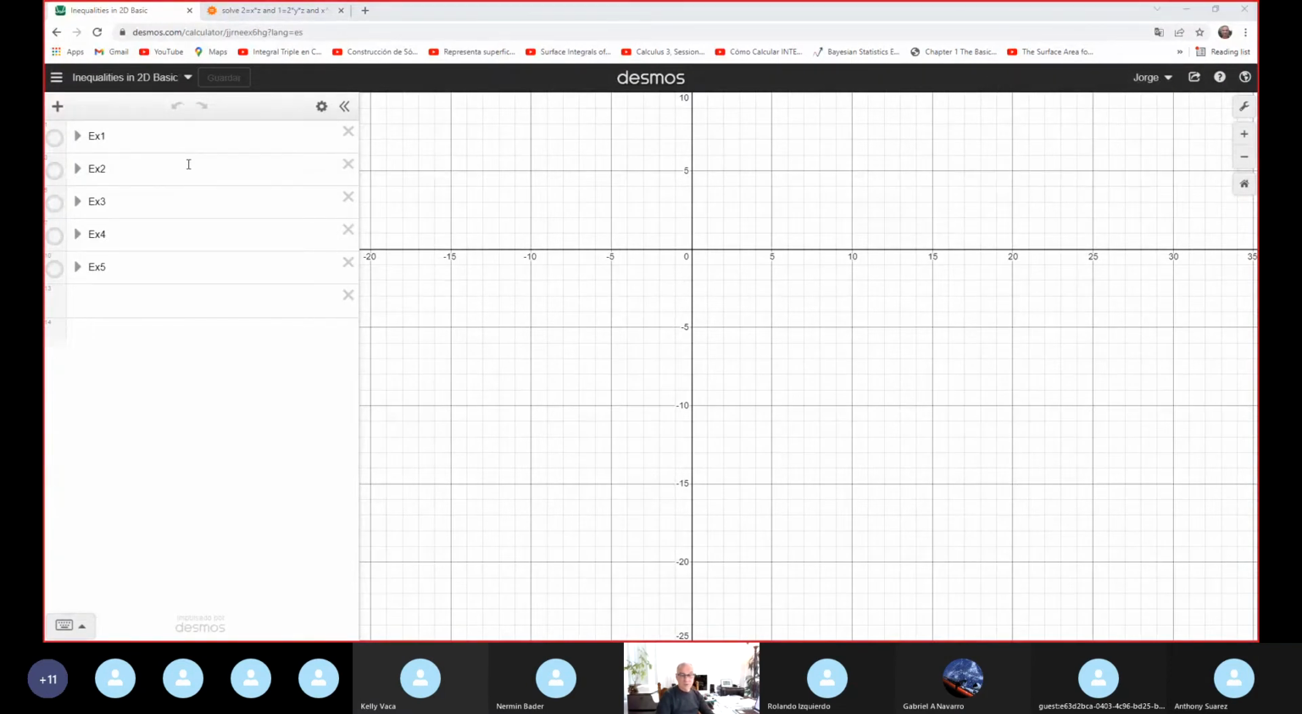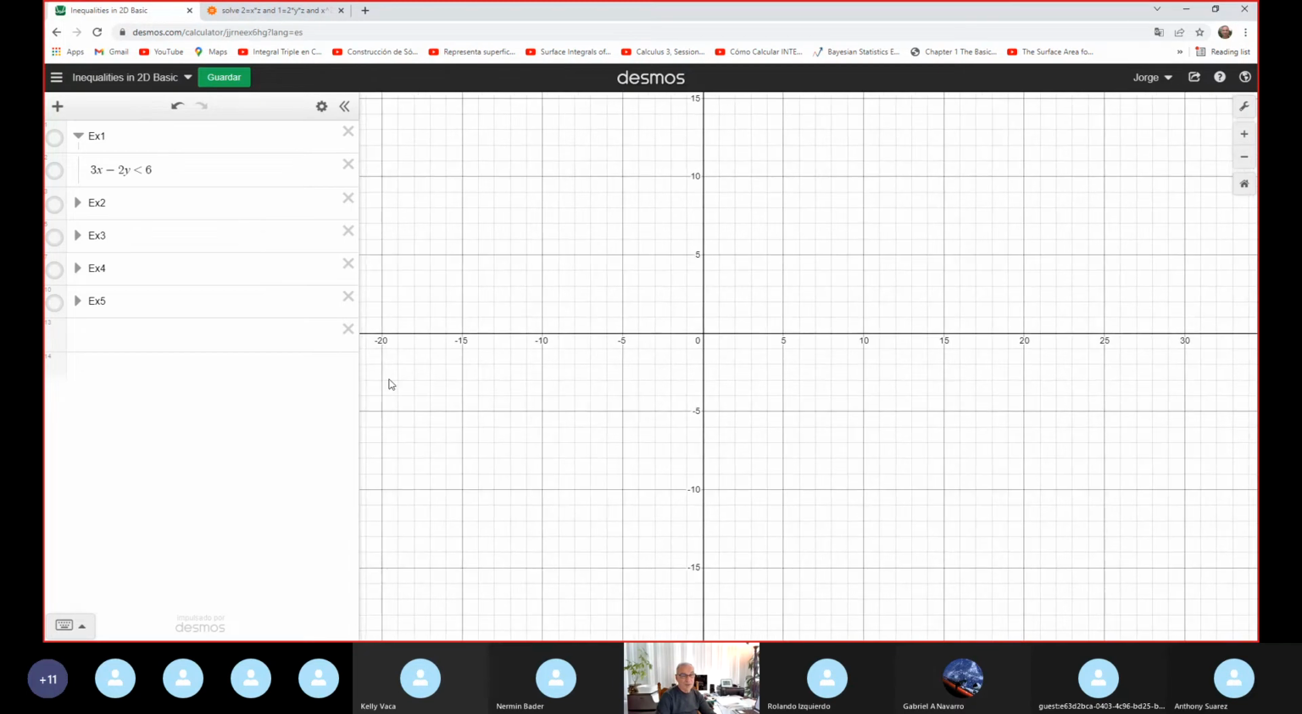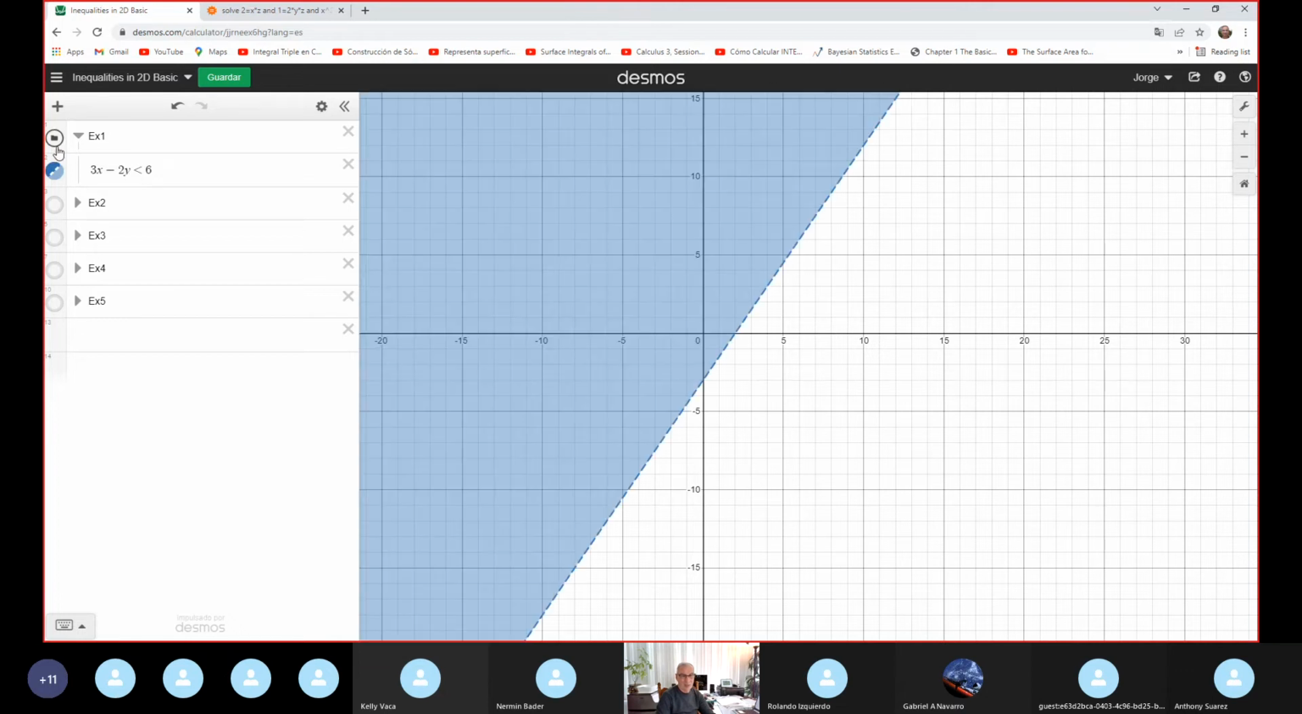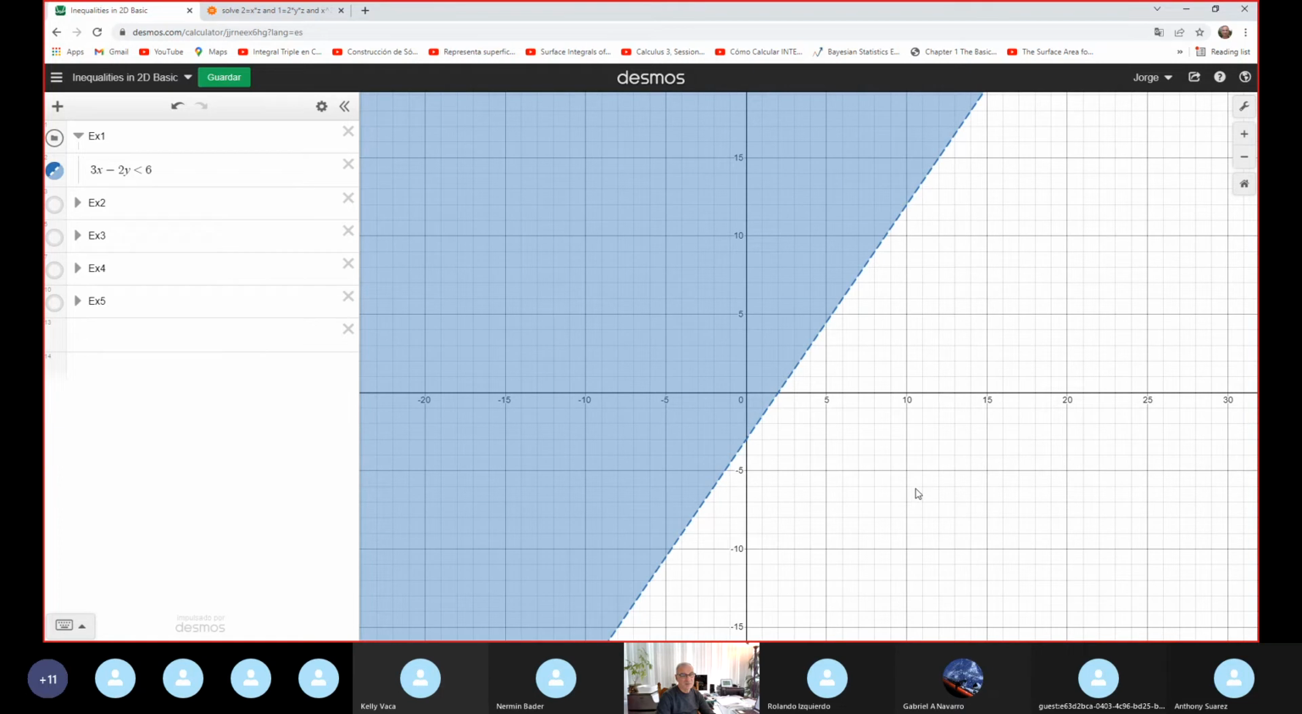Okay, do you see Desmos? Look at the first example. It's easy. 3x, I copy exactly the same. In this one, no isolating anything. If you want to isolate, you can. But no, copy exactly the same as given in the problem, and bam, this is the answer.